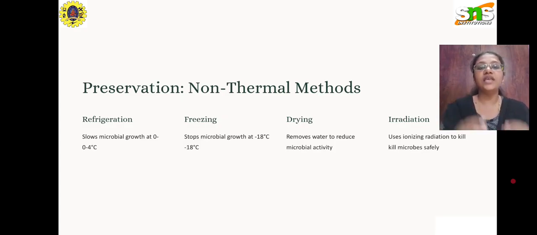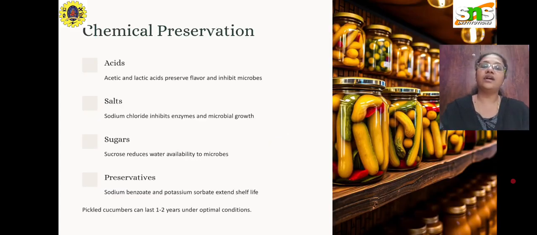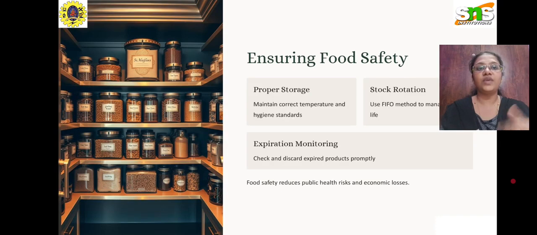These will stop the growth of bacteria and ultimately give a reduction in microbial activity. So these come under the physical, thermal and non-thermal methods of preservation. Also we can go for chemical preservation, like in our households where we preserve food with the help of salt, sugar, etc. Some artificial or natural preservatives are also added, like sodium benzoate and potassium sorbate, which help to extend the shelf life. In a few cases, acetic and lactic acids also play a major role in preserving the flavor and inhibiting bacterial growth.